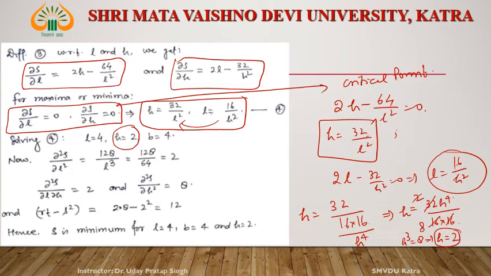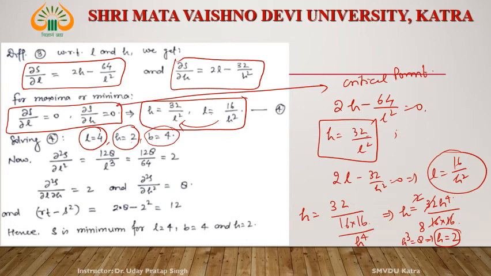Now see, if H is equal to 2, then what is L? L is equal to 4, right? Then what is B? Since L into B into H is equal to 32, so 4 into 2 into B is equal to 32. So B is equal to 4.